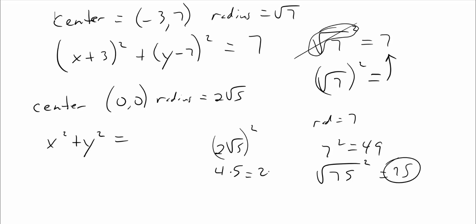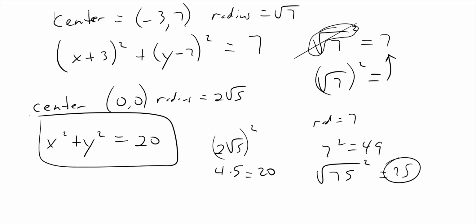That gives you 20. Okay, because remember you square a square root and you get just the number. That's why it's just 5. So it's equal to 20. And that's your answer for that problem. Center of 0, 0, and the radius is 2 root 5. All right, so that's not bad. So that's given a center and a radius.